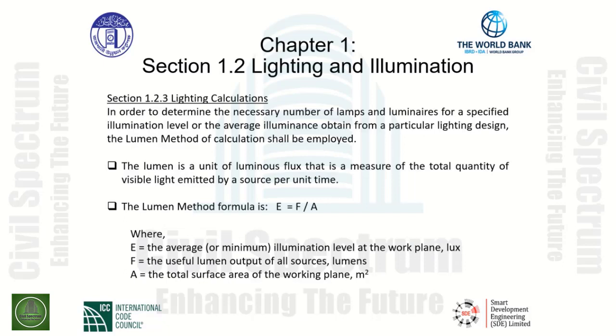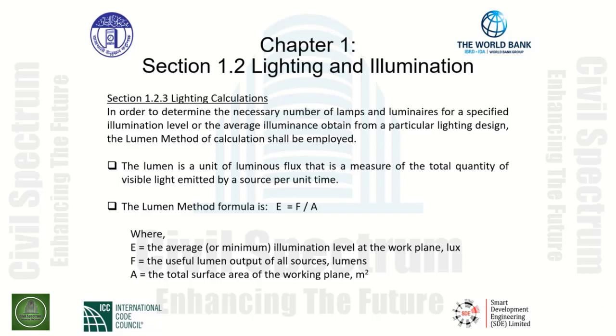Section 1.2.3, titled Lighting Calculations. In order to determine the necessary number of lamps and luminaires for a specific illumination level, or the average illuminance obtained from a particular lighting design, the lumen method of calculation shall be employed. The lumen is a unit of luminous flux that is a measure of the total quantity of visible light emitted by a source per unit time.